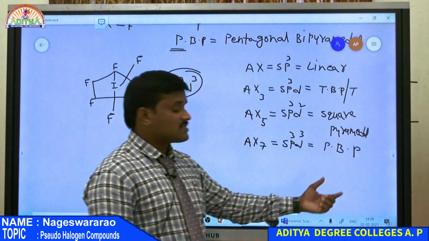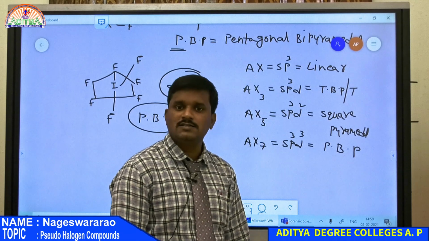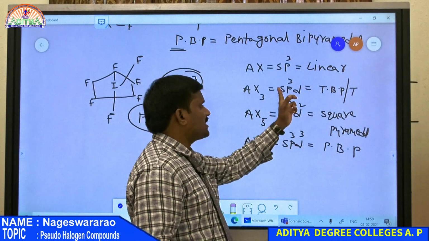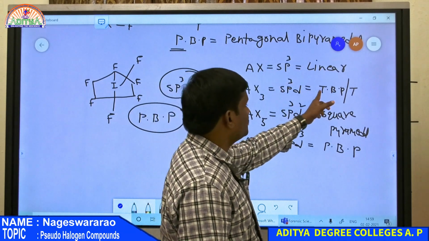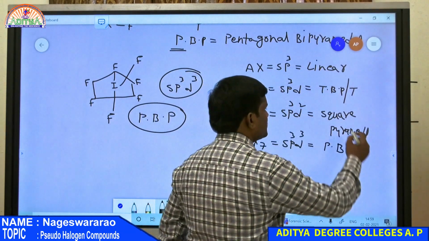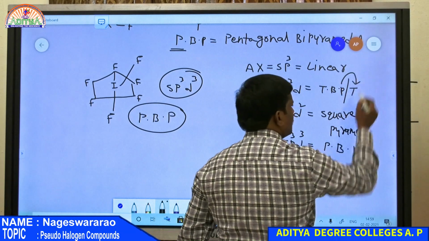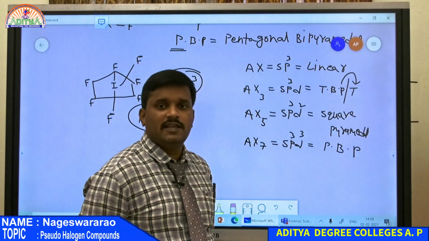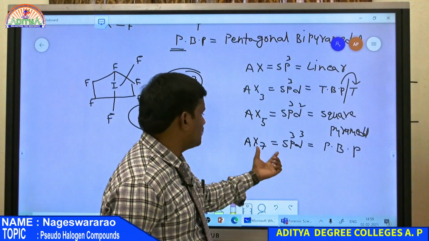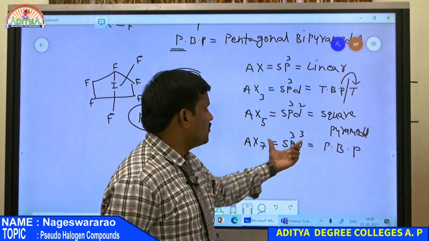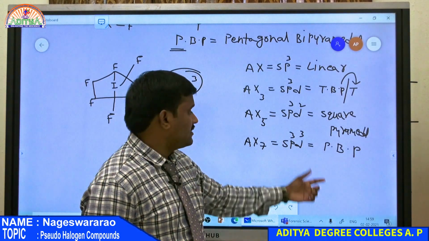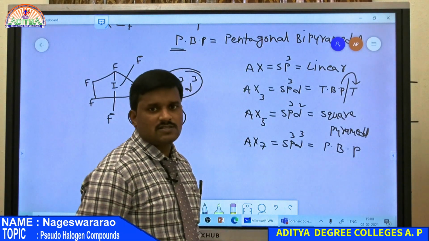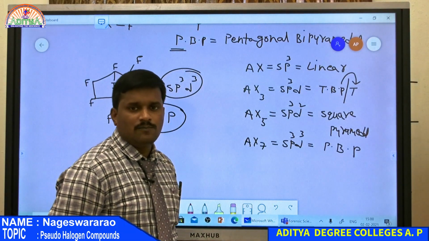There is no deviation in the pentagonal bipyramidal geometry because there is no lone pair of electrons, whereas in the case of AX3 the hybridization is sp3d. Its structure deviates; it is shifted towards a T shape like structure because there are two lone pairs of electrons present at equatorial positions, whereas in the case of AX7 there is no lone pair of electrons. That is why its structure is exactly pentagonal bipyramidal. So this is all about interhalogen compounds.